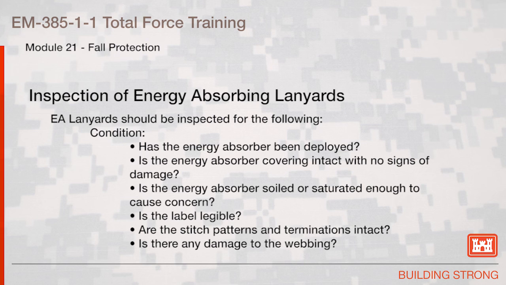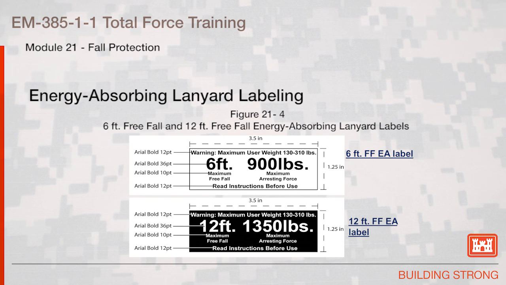Is the energy absorber soiled or saturated enough to cause concern? Is the label legible? Are the stitch patterns and terminations intact? Is there any damage to the webbing? Energy absorbing lanyard labeling. This figure indicates the proper labeling for 6-foot free fall and 12-foot free fall energy absorbing lanyards.